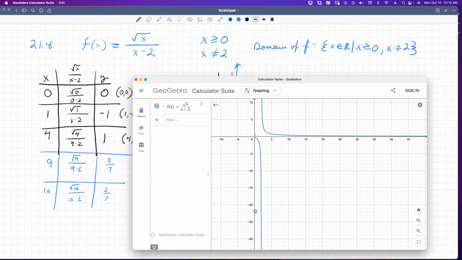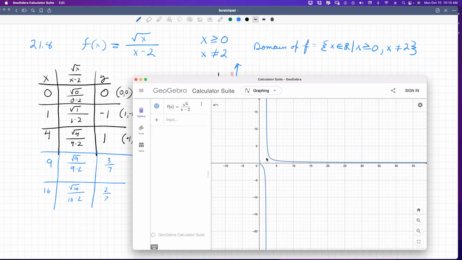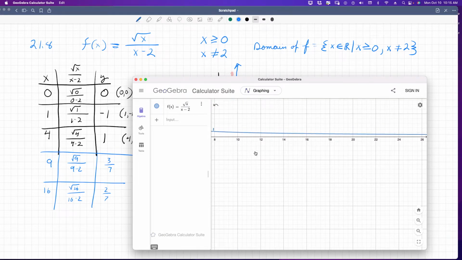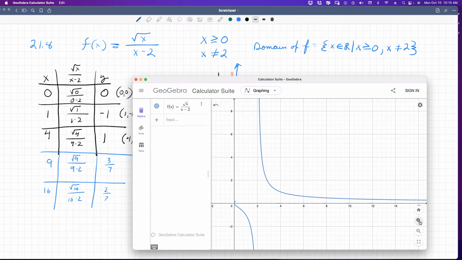However, here, x cannot be 2. It never touches the 2. It gets really, really close, and we can tell by zooming in. You can zoom in on this as much as possible.